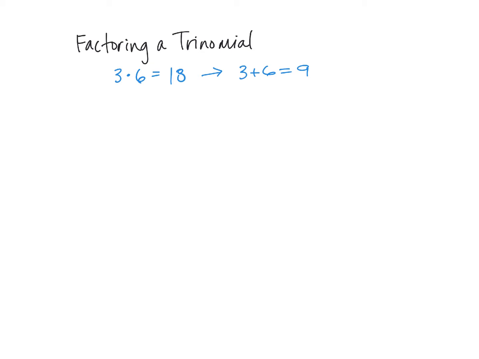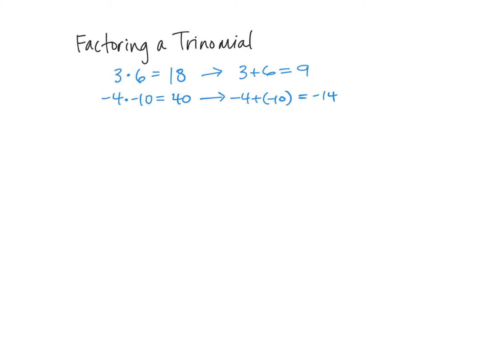If I were to take a different pair of numbers, say negative 4 times negative 10, a negative 4 times a negative 10 is actually going to be a positive 40 as well, because a negative times a negative is a positive. But if I take those numbers negative 4 and negative 10 and I add them together, I'm going to get an even more negative number, negative 14.